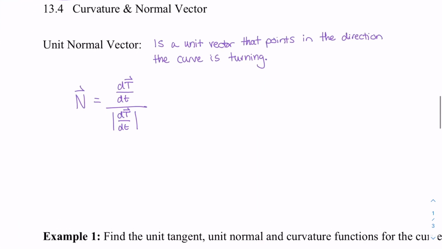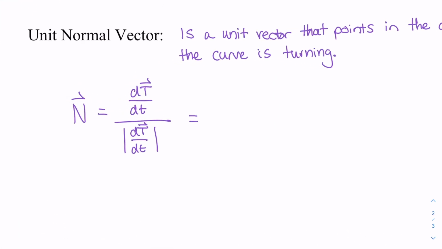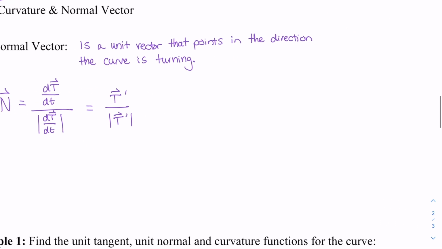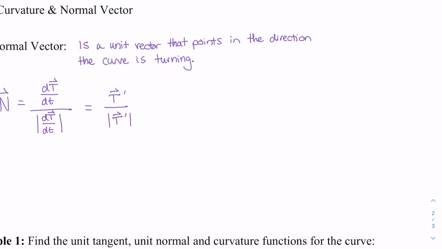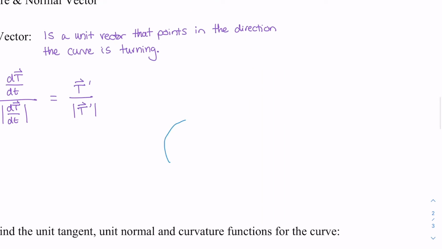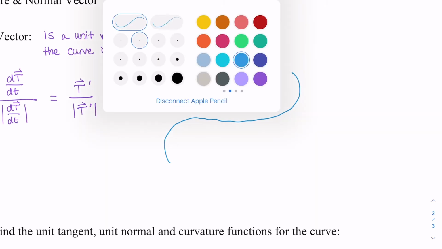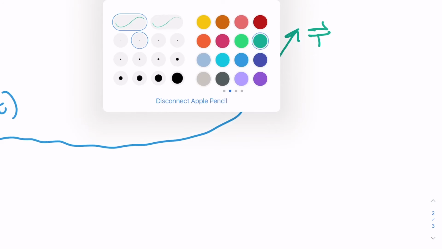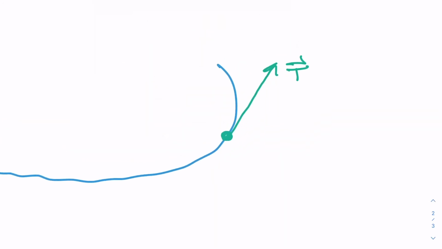So another way you could write this is capital T prime divided by the magnitude of capital T prime. So that's an easier way to write it. And then just for the sake of the clarity of the notes, I'll make another example curve here where we plot at this point a unit tangent vector and a unit normal vector. Points in the direction it's turning, always orthogonal to T.